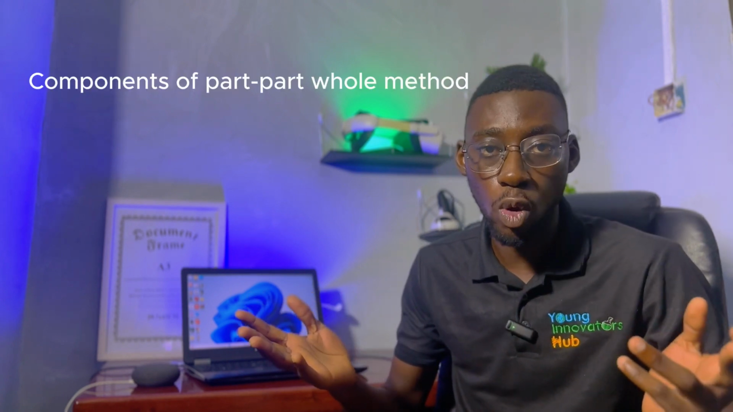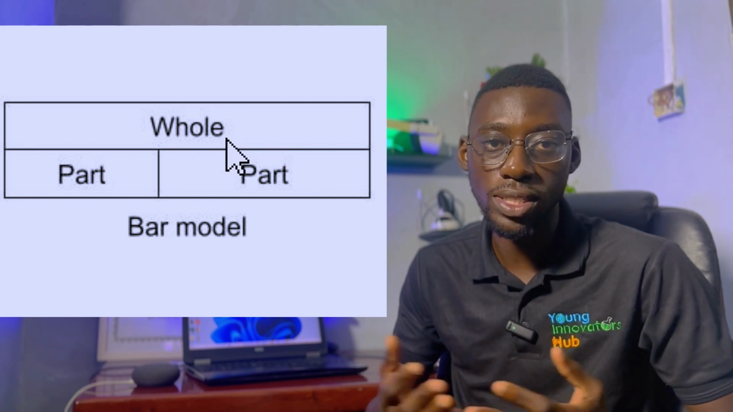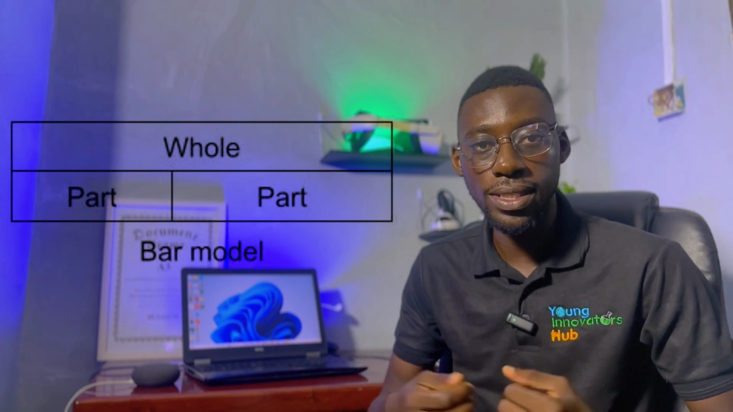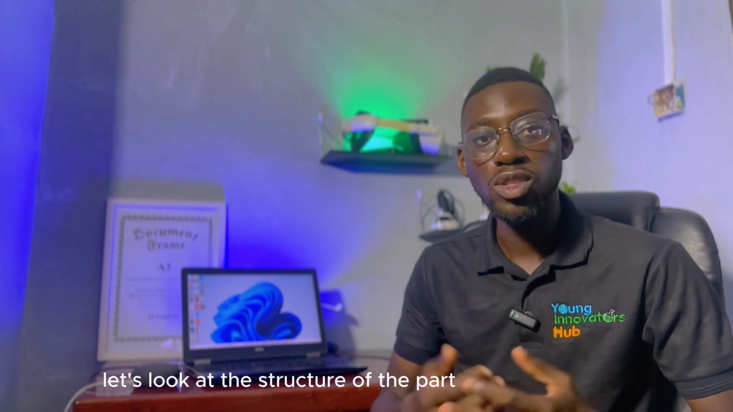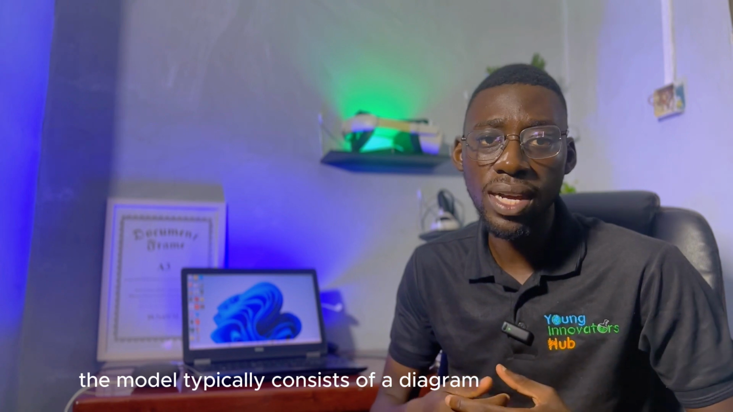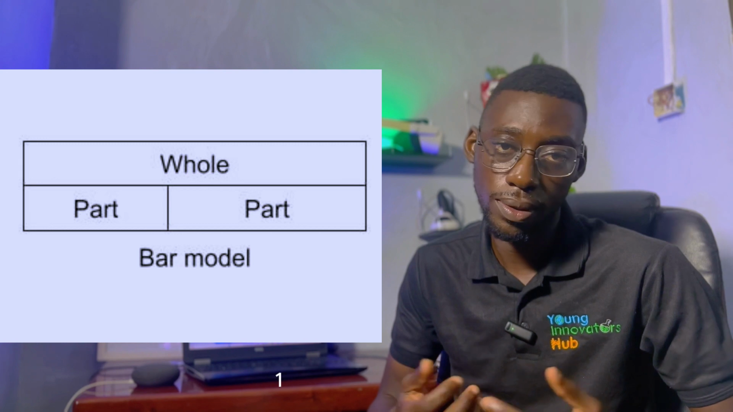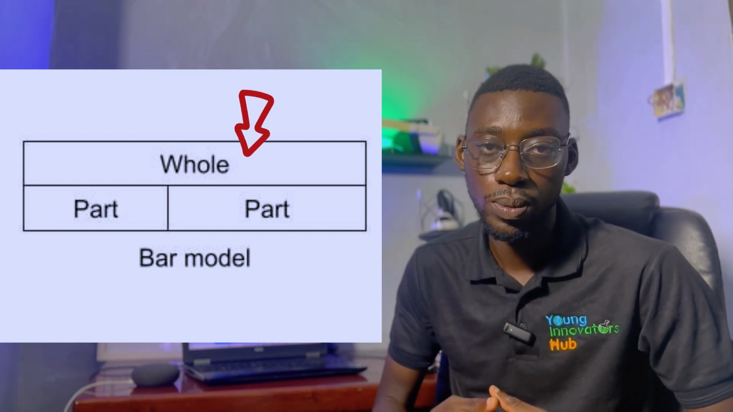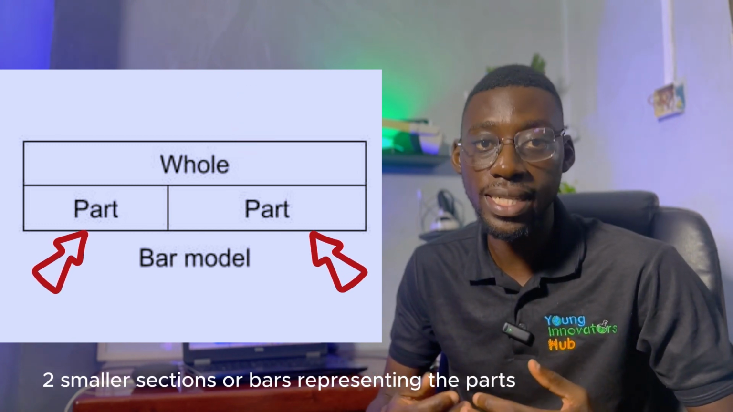Components of part-whole model. Whole, the total amount or sum. Parts, the individual quantities that combine to form the whole. Let's look at the structure of the part-whole model. The model typically consists of a diagram with 3 sections. 1. A larger section representing the whole. 2. Two smaller sections or bars representing the parts.